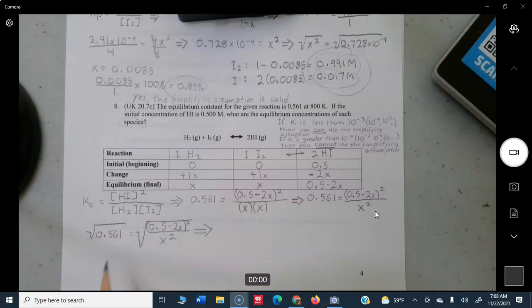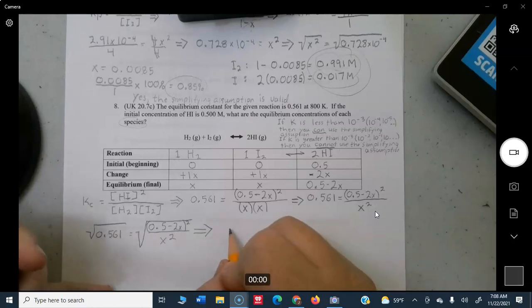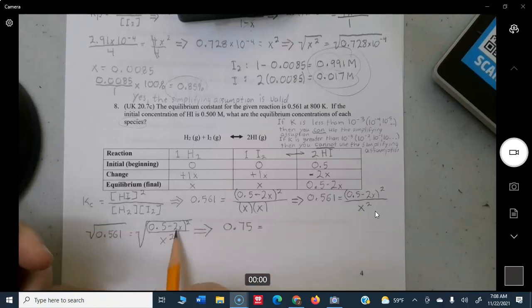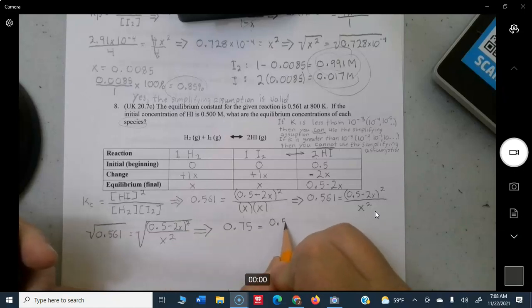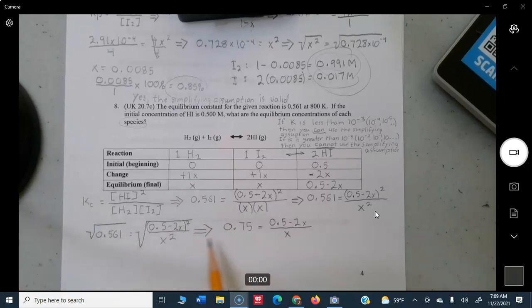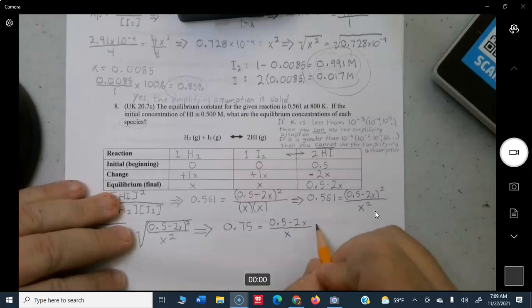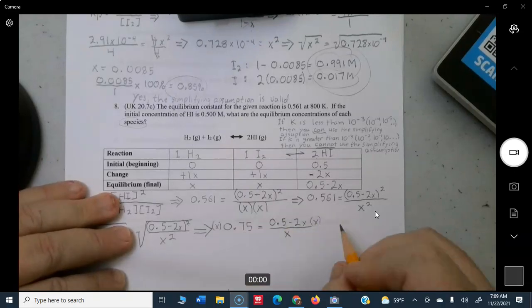We take the square root of 0.561, and we get this. And on this side, the square root just undoes both of these squares, so you end up with this. Convince yourself that that turns into that. Now it's just an algebra problem. We'll multiply both sides by x. These cancel, of course.